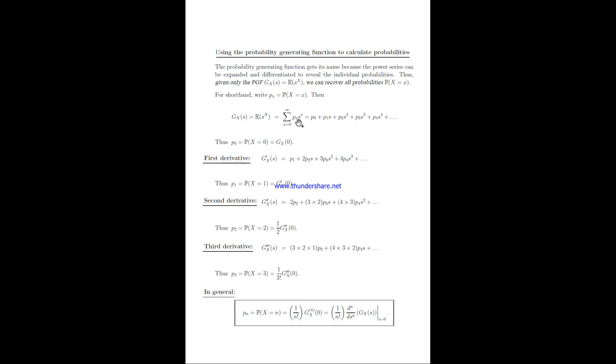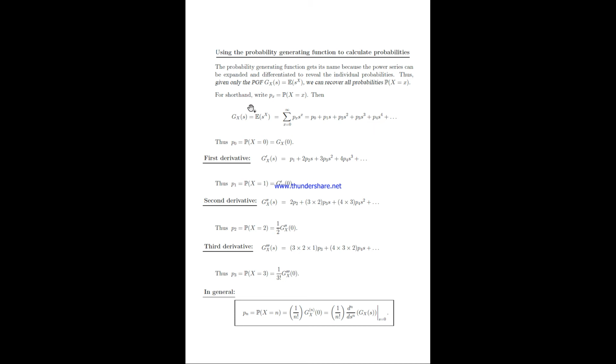So when x is equal to 0, you have p0 into s to power 0. s to power 0 is 1, so you are left with p0. And when x is equal to 1, you have p1 s to power 1, that is p1 s. Likewise, you have plus p2 s squared, p3 s to power 3, p4 s to power 4, likewise up to infinity.